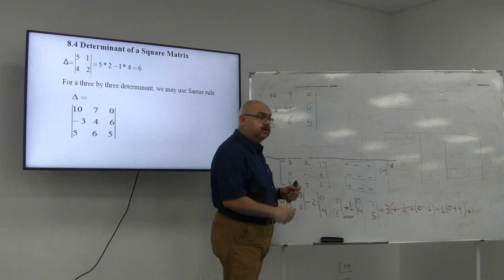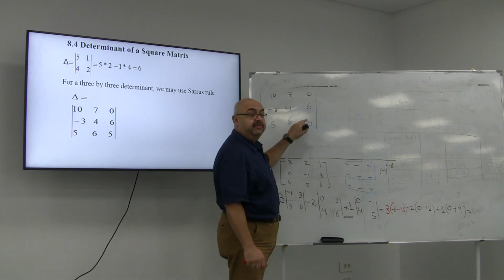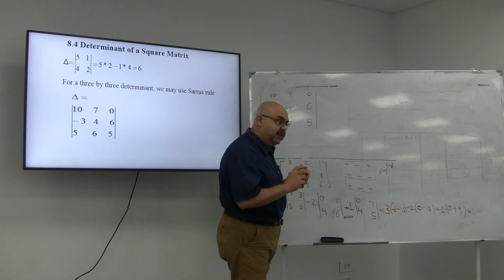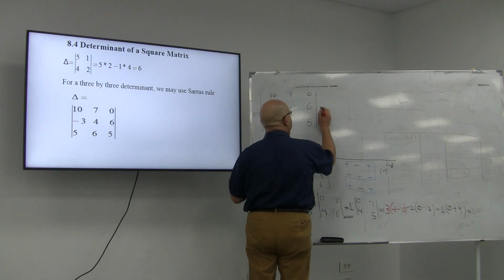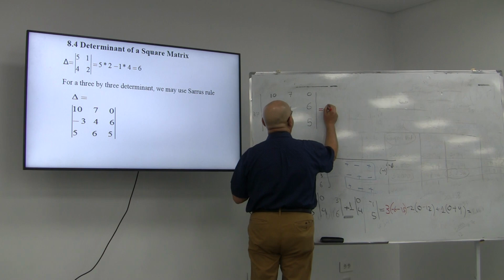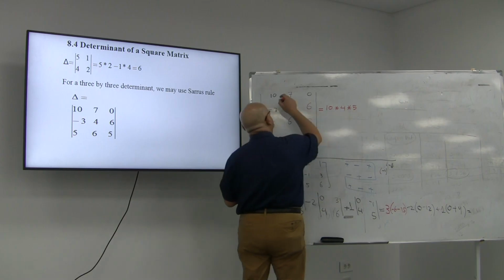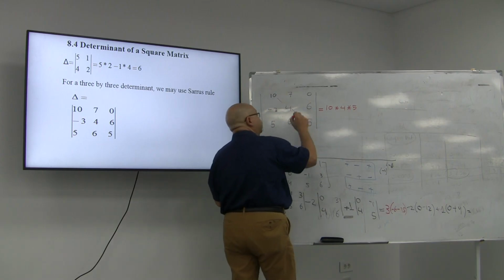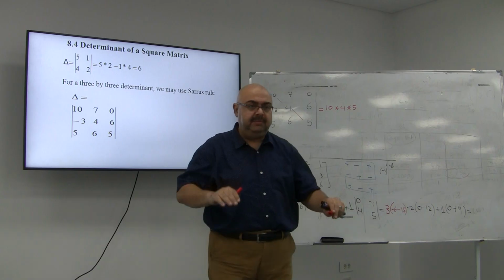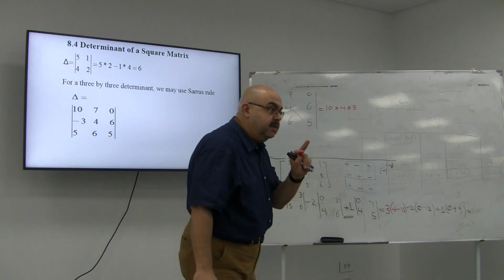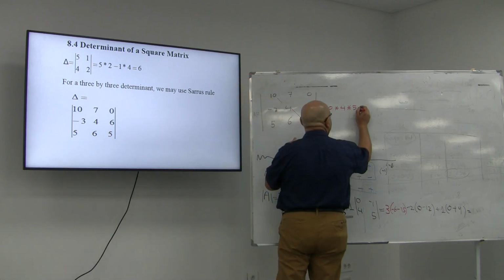What's the principal diagonal? 10, 4, and 5. I will multiply all of them together. So I will say this is going to equal 10 times 4 times 5. So I've started with the principal diagonal. I will get the multiplication of the principal diagonal. Then plus.